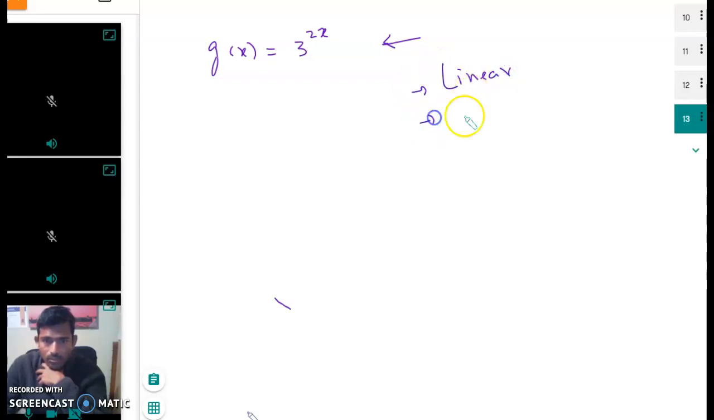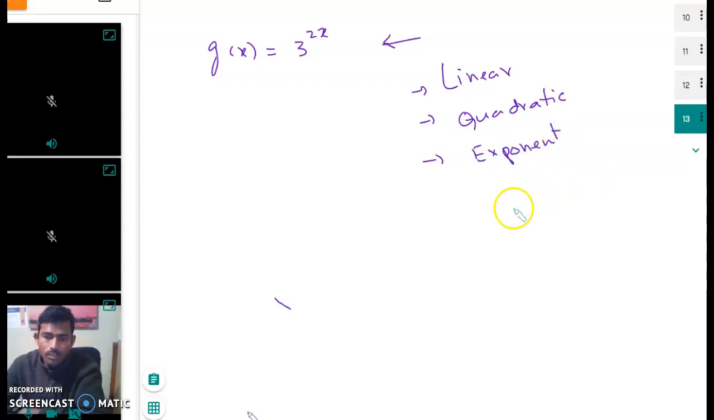and then you have quadratic functions, and you have exponential functions. You will learn more of these when you go to high school, but I'm going to give you a little glance at those functions right now. So exponential function, square root, or you can call it radical functions.